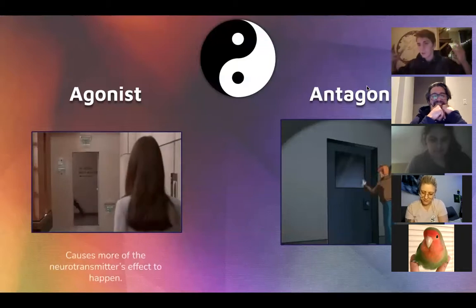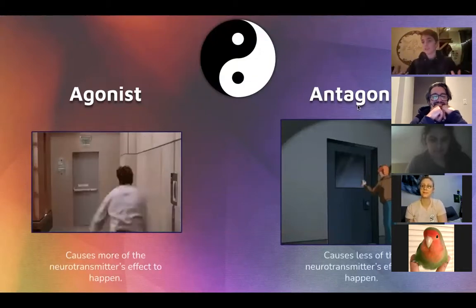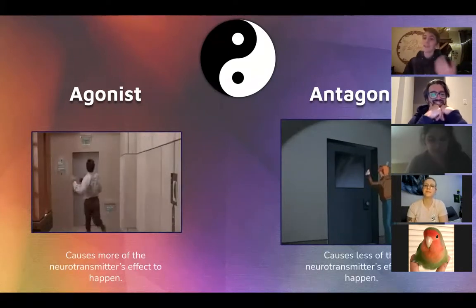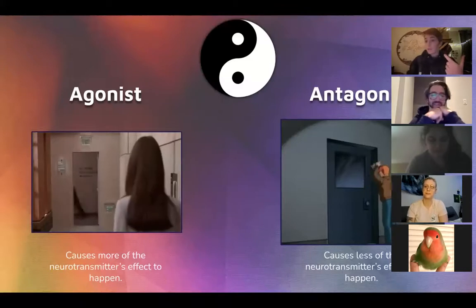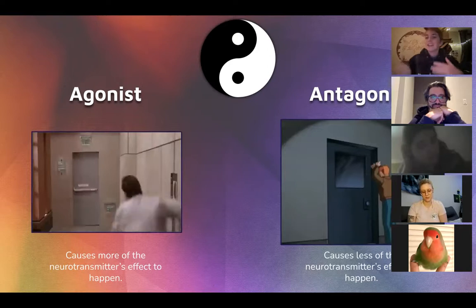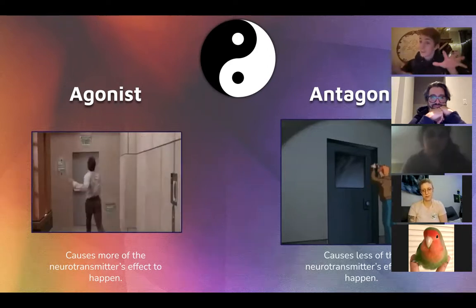Agonist causes more of the neurotransmitter's effect. Antagonist causes less of the neurotransmitter's effect. And right there, you can read a lot of Wikipedia pages. You can be like, that's a glutamate antagonist. I know what glutamate does. Ergo, I know that if I consume a glutamate antagonist, glutamate's effects will be somewhat lessened. They're not going to be as effective.